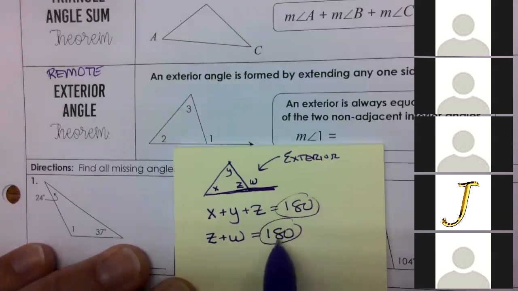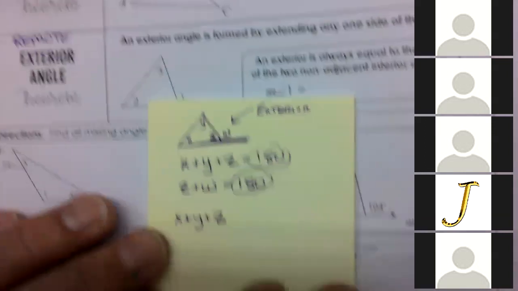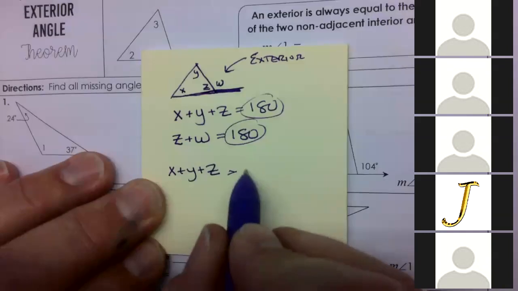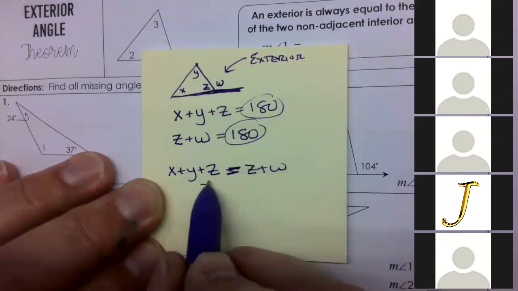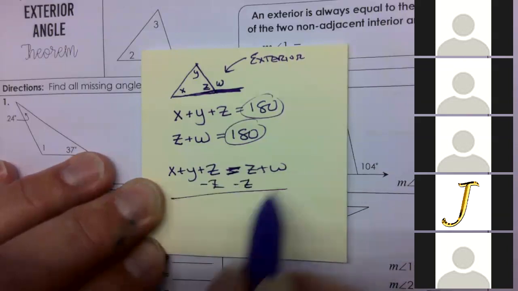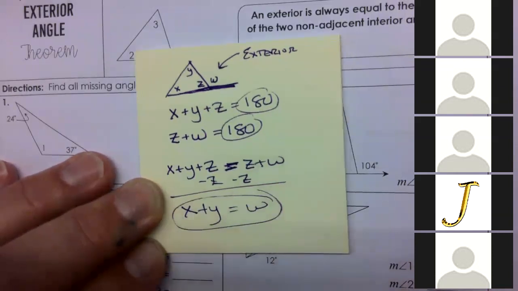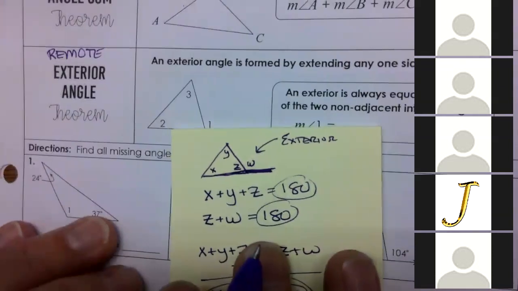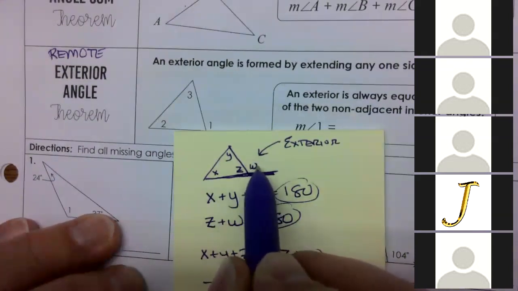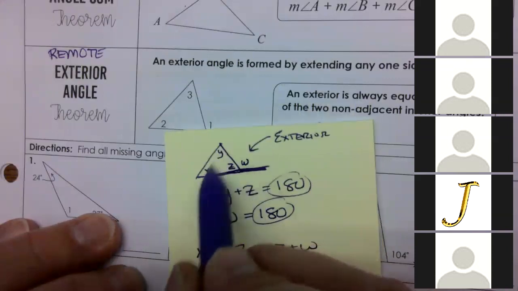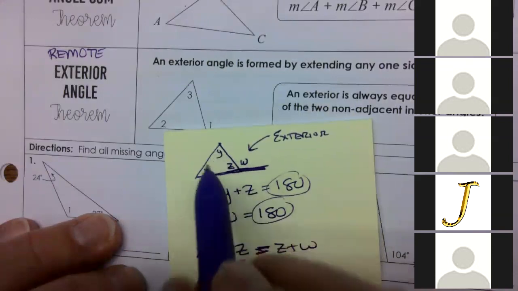And if these things are both 180, I can set them equal to each other. So X plus Y plus Z equals Z plus W. There's a Z on both sides, so I can subtract. And I get X plus Y is equal to W every single time. In other words, if I take an exterior angle, its measure is equal to the sum of the two remote, far away interior angles, not the adjacent one, but the remote ones.